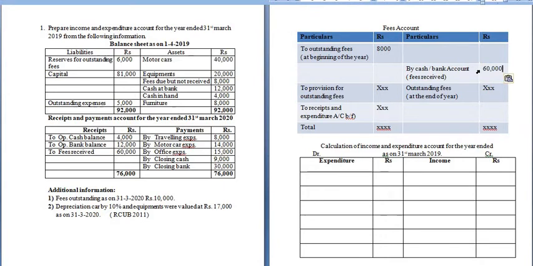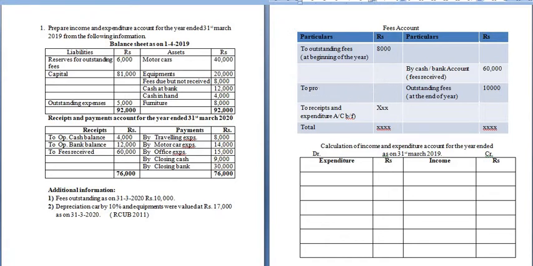After that, next, outstanding fees at the end of the year. How much outstanding fees do you have at the end of the year? Opening outstanding fees, closing outstanding fees. The fees outstanding on 31st March 2020 is 10,000. Again, provision for outstanding: there is no provision for outstanding in this problem, so just remove that.